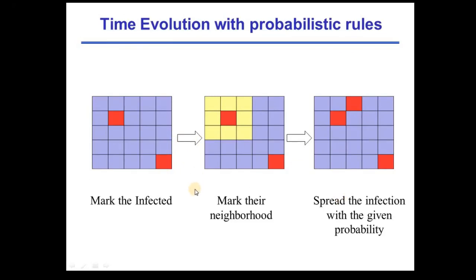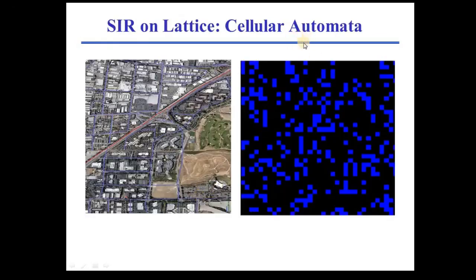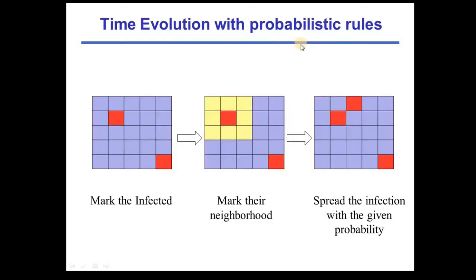We call this cellular automata, by the way. Cellular automata, you can just Google it and have a look at different papers, different simulations. Programs are available online. You can go and try to run them. So how do you simulate it with your computer?